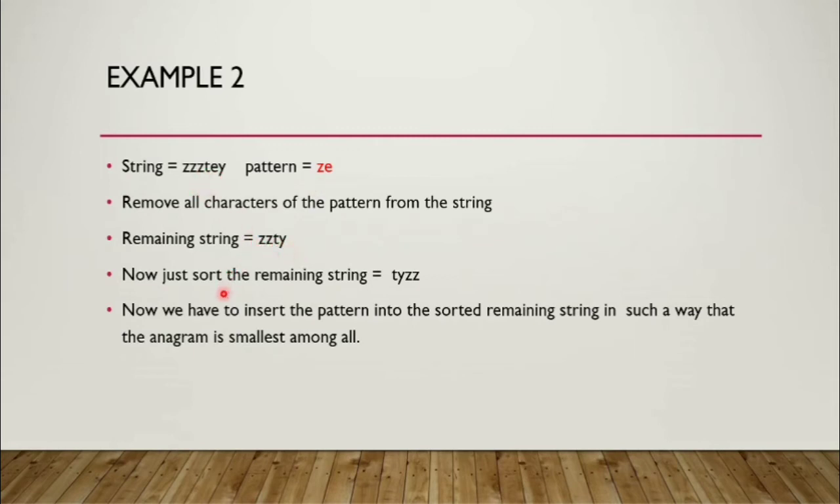Now we just have to sort the remaining string. The remaining string is ZZTY. After sorting, we will get TYZZ. Now what we have to do is insert the pattern into the sorted remaining string in such a way that the anagram or the resultant string is as small as possible.